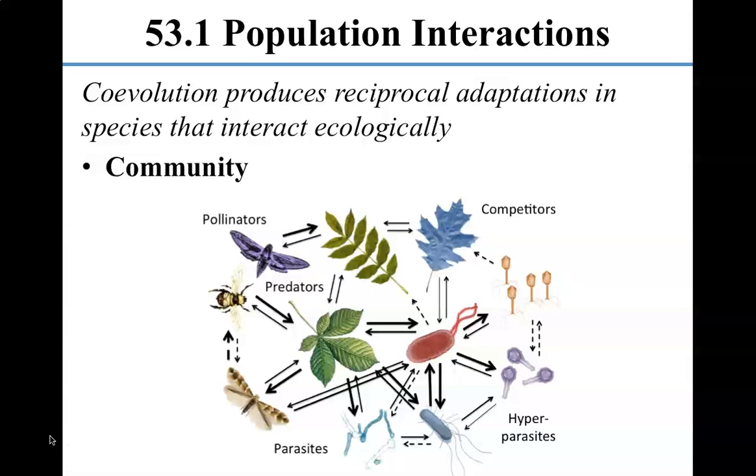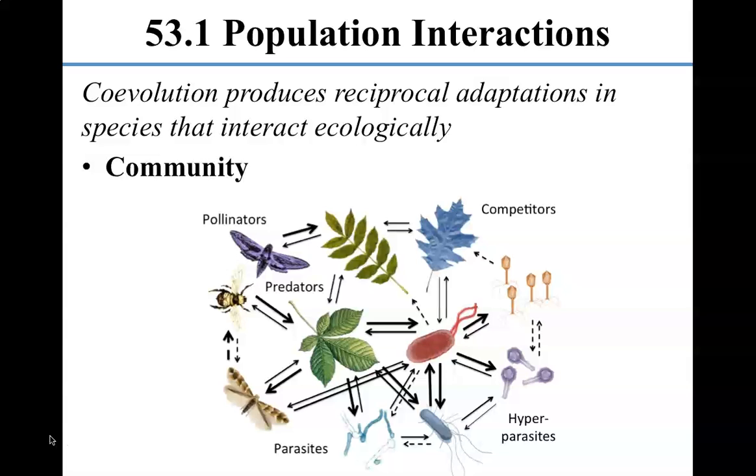So you can see from the graphic, I just pulled this off of Google, we've got a bunch of different species. We've got pollinators and predators and parasites. We've got competitors. There's plants, there's animals, there's bacteria. There's even viruses represented here. So when you think about a community, sure, it's lots of different species all living next to each other, but they're not all doing their own thing. They're not socially distancing from each other.